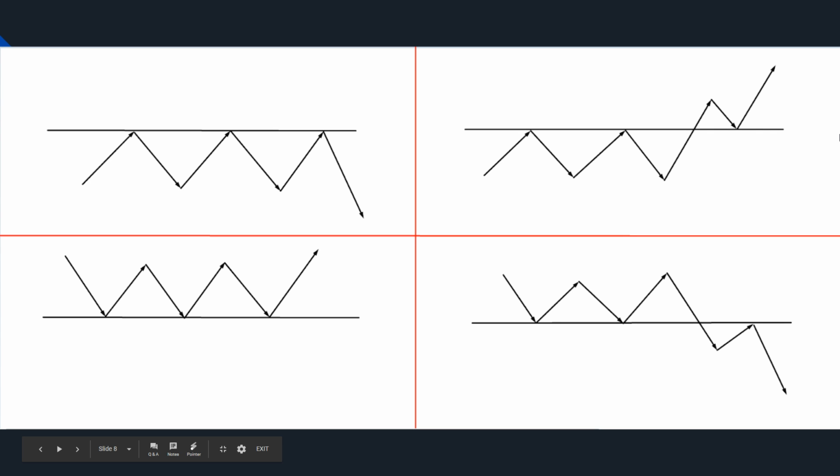There are four different types of levels that you should ingrain in your mind and be familiar with. On the left hand side we have only resistance and only support. So this is our level. You can see price comes into it, sells off, comes into it, sells off, comes into it, sells off. If you're completely new, resistance is just an area where we expect that the market will resist price from going any higher, or where we expect the sellers to step in for that to happen.